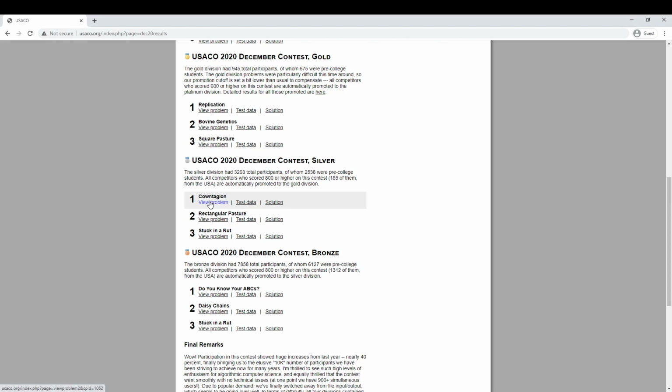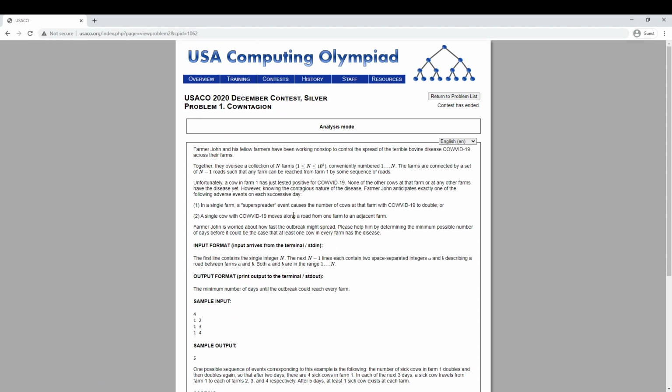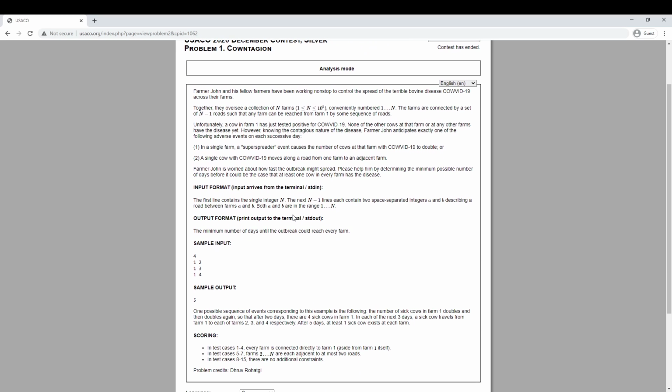Alright, let's try a USACO solar problem. So what's going on here? I see. We want to stop COVID-19. Yes, that would be good. We have 10^5 farms that are connected, a graph, or possibly a tree.